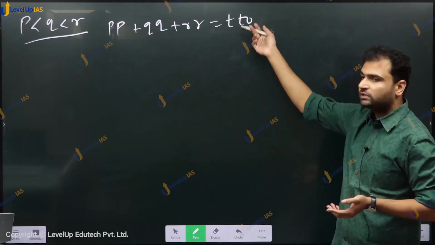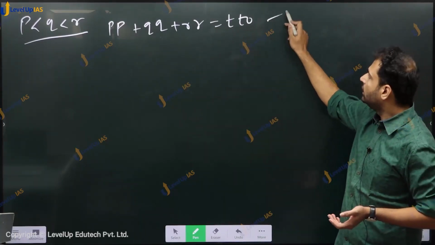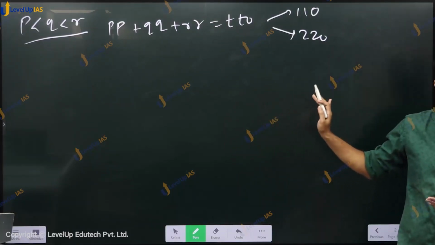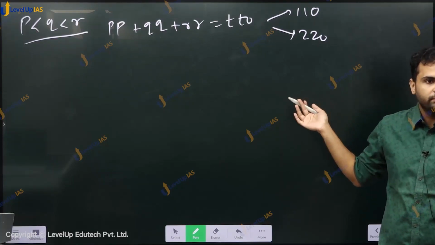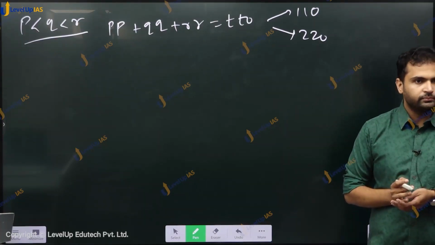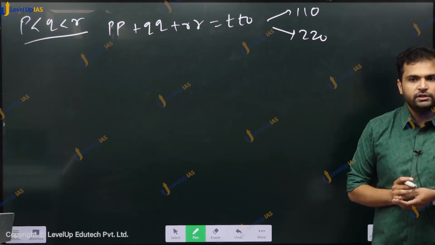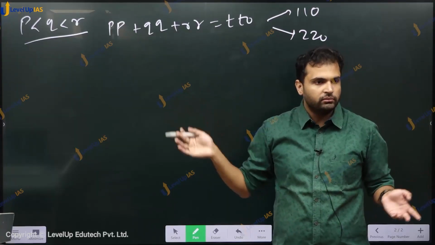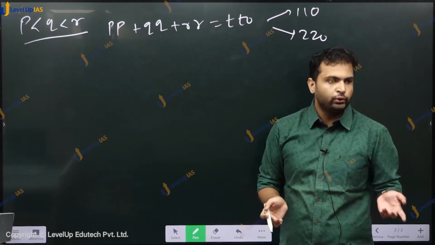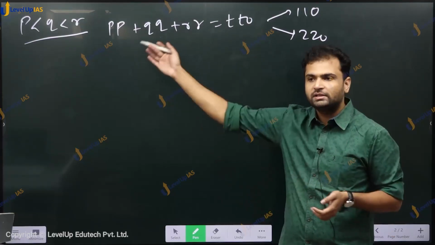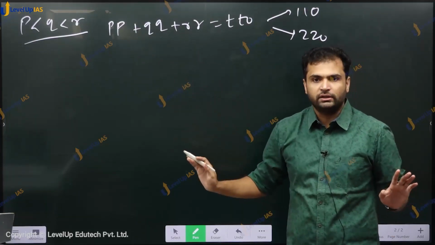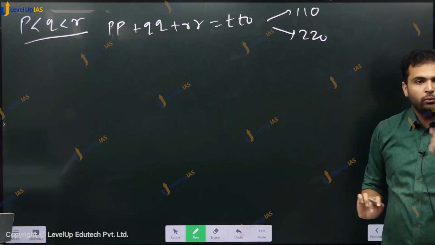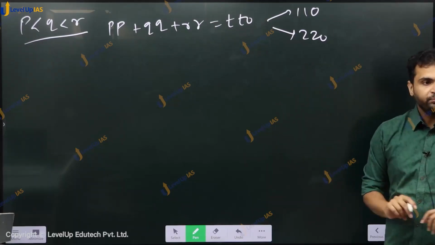So what are the possibilities for such a number to be less than 300? It will be either 110 or 220. It cannot be 330. Right? 330 is bigger than 300, and the sum of three two-digit numbers cannot be greater than 300. In fact, even if you do 99 plus 99 plus 99, you get 297. A sum bigger than that cannot come. So we have two possibilities, either 110 or 220.